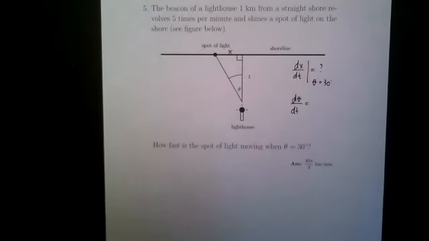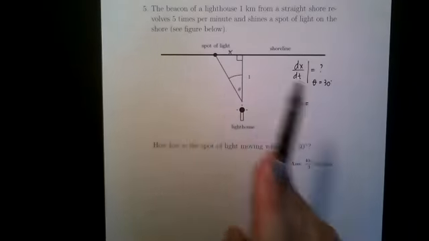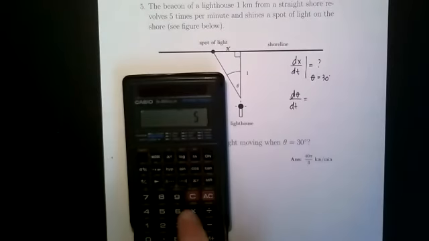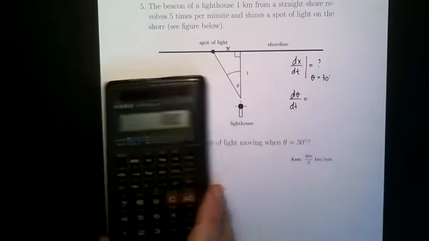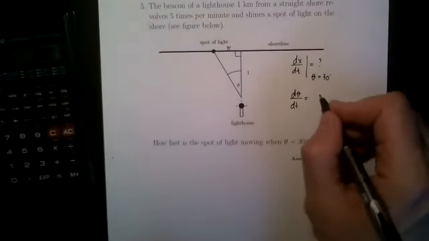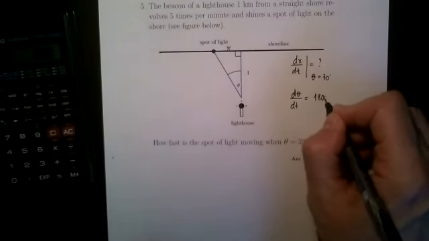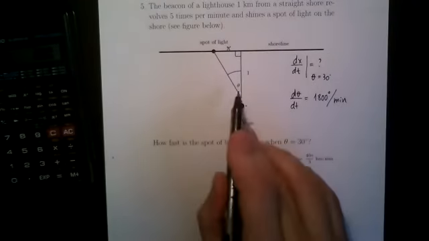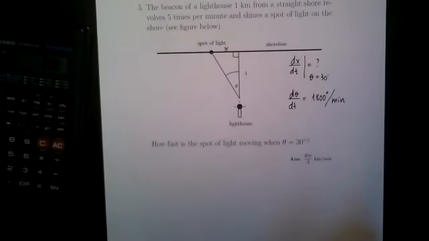So how are we going to calculate this? It's 5 turns per minute. Okay, 5 turns per minute. So it's 5 times 360 degrees per minute. 5 times 360 is 1800 degrees per minute. This is the rate at which theta is changing. Are you okay with this?